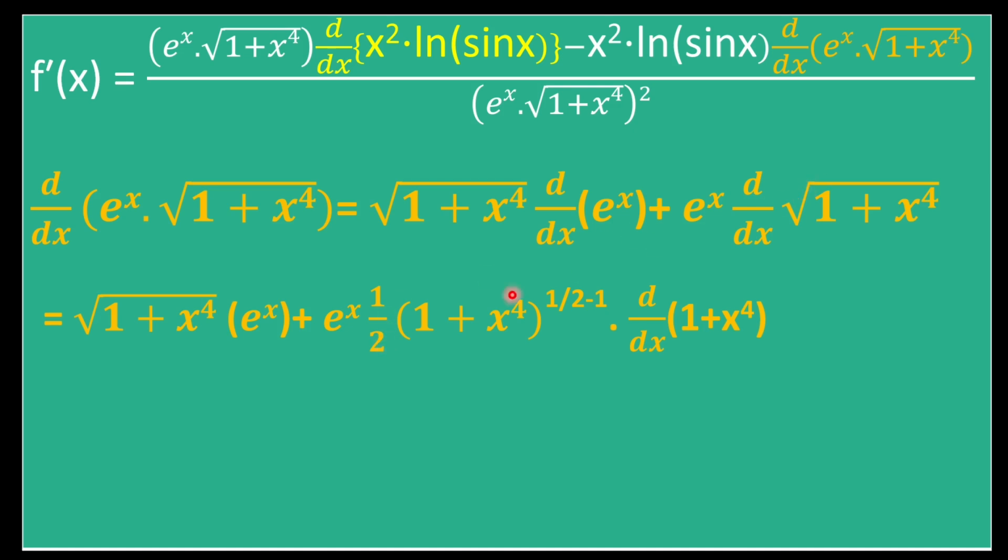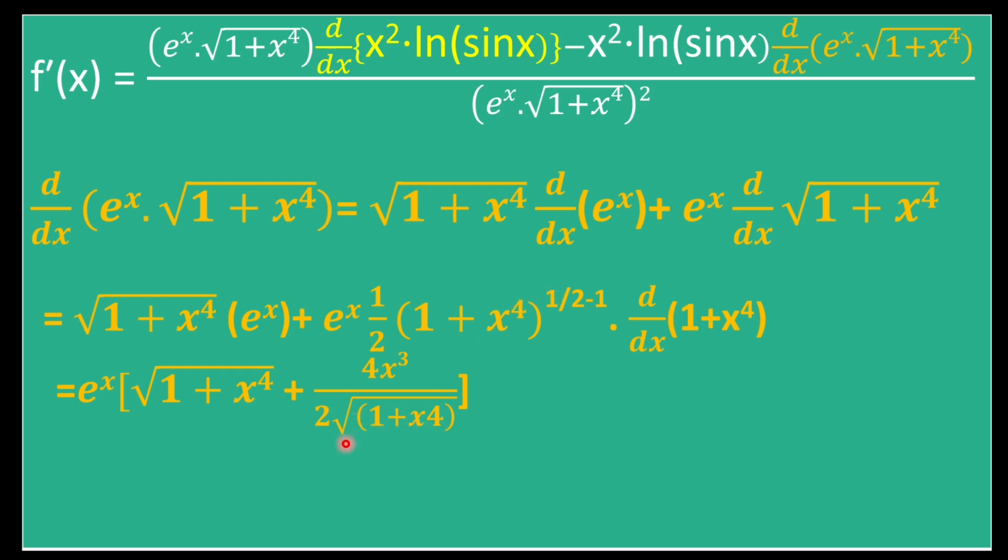So the power of this is 1 divided by 2, and then we subtract 1 from the power, so the power is half minus 1, and then we differentiate its base. So its base is 1 plus x power 4, so we will differentiate this. And now this will become e^x into square root of 1 plus x^4, and here this 1 divided by 2, and this value, half minus 1, will become minus half. So the power is minus half, so we can take this into the denominator.